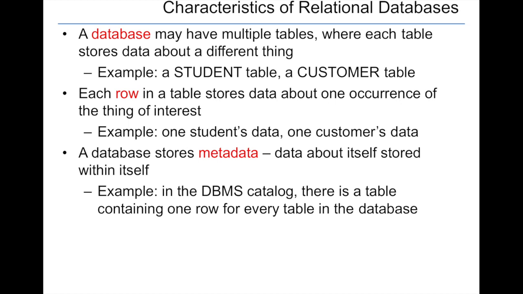So a database may have multiple tables where each table stores data about a different thing. An example, we'd have a student table and a customer table. Each row in the table stores data about one occurrence of the thing of interest. Example, one student's data, one customer's data.